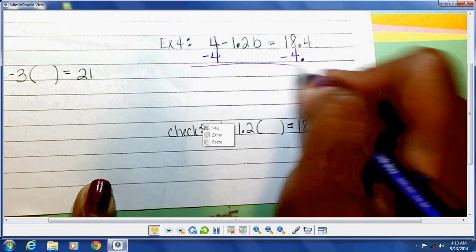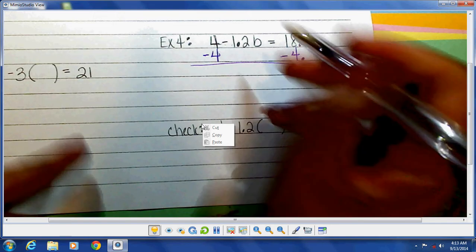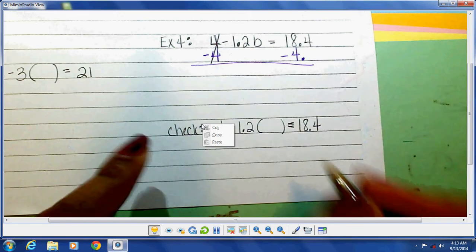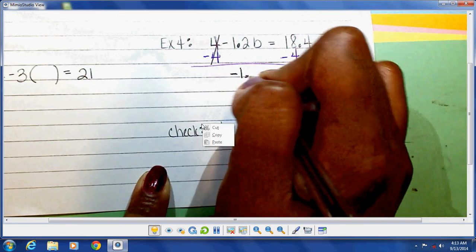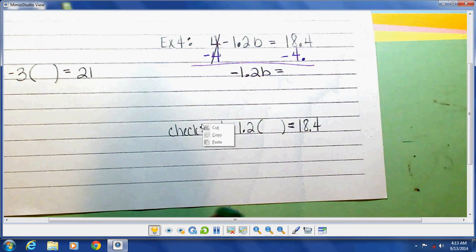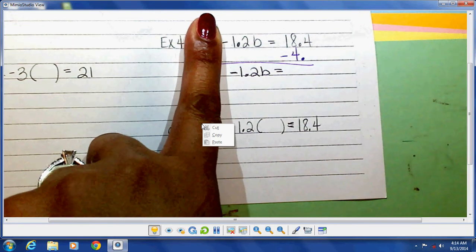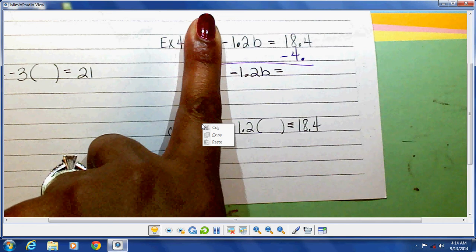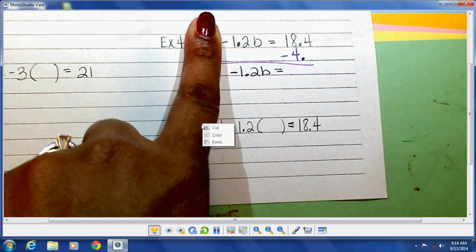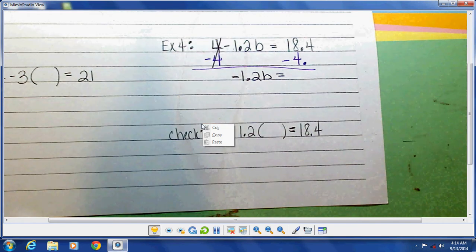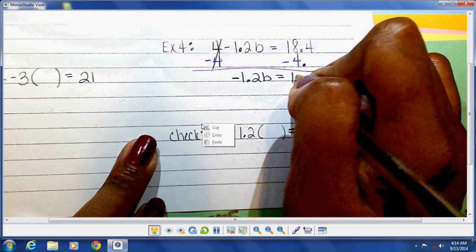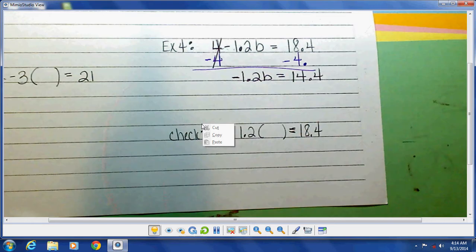So now let's subtract. These cancel, and I'm left with negative 1 and 2/10 b. I know y'all are ready to just write 1 and 2/10. Think about it. If I was to cover this up, you still see that negative sign. The negative is attached to the variable term. And when I subtract over here, I get 14 and 4/10.